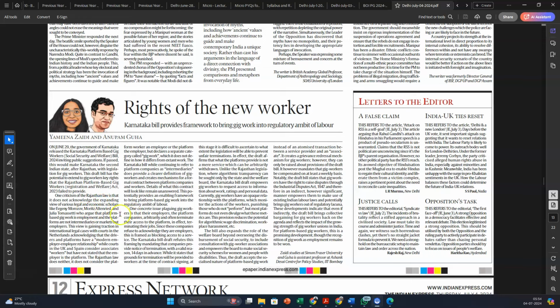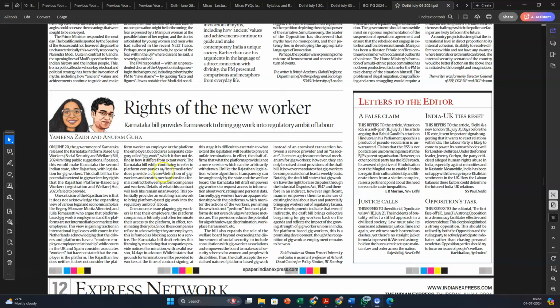So if you see, platform based gig workers are not, and there is a lot of text throughout the world which is basically saying that these are not actually gig workers. You have an employer employee relationship, and this is an example that you can use. The Netherlands is now acknowledging drivers and platforms as modern employer employee relationships. They're different from what we had imagined, and even the UK and Spain consider associates as workers. But the Rajasthan law neither considers the platform as an employer nor the worker as an employee, or the other way around, but it declares a separate category which is gig workers.